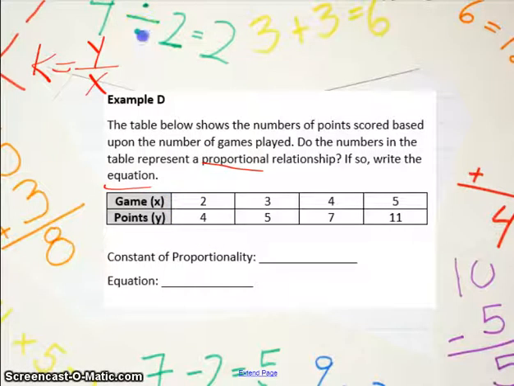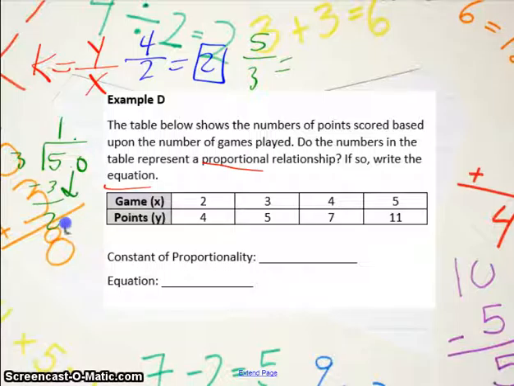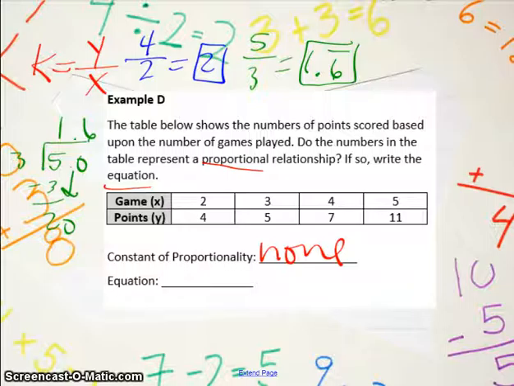Okay, my first y is 4 over its x value, which is 2. All right, so 4 divided by 2 is 2. So this is the value I'm looking for. Okay, next one. My y is 5. My x is 3. Let's see here. 5 divided by 3. That goes in once. And as you can see, it's not going to give me 2. It's 1.6 repeating. So I can go ahead and say, after just checking the first two, it is not proportional. So my constant of proportionality, it is none. Okay, I don't have one.